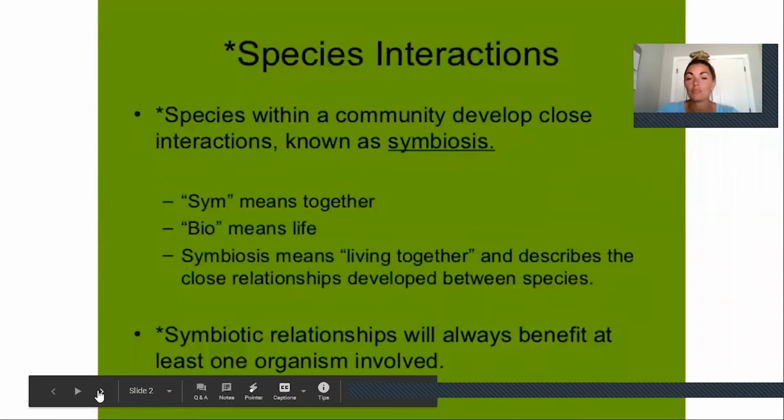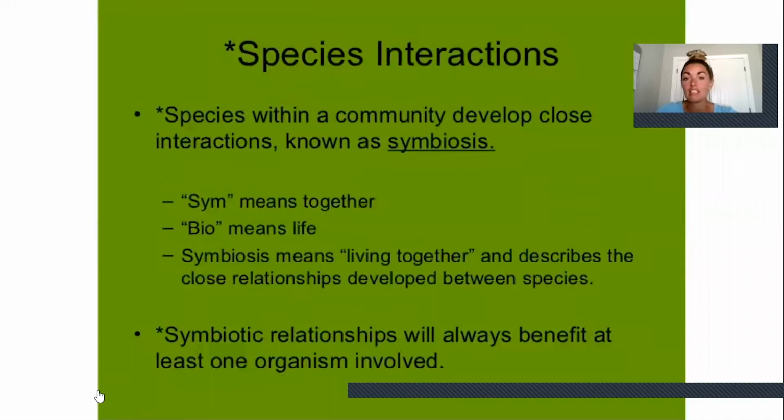Okay, so let's break that down. Species interactions. So symbiotic relationships could be known as species interactions. Species within a community develop close interactions known as symbiosis. Sym means together, bio means life, symbiosis means living together and describes the close relationships developed between species. Symbiotic relationships will always benefit at least one organism involved.